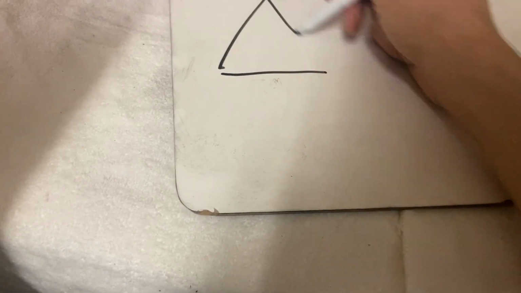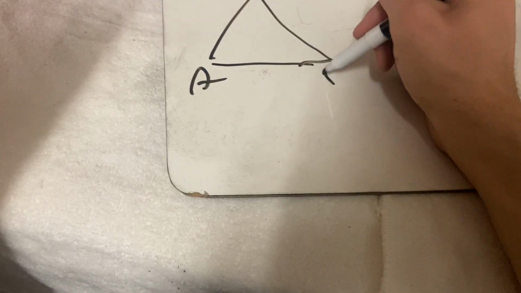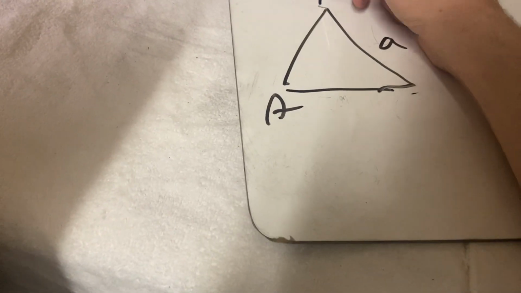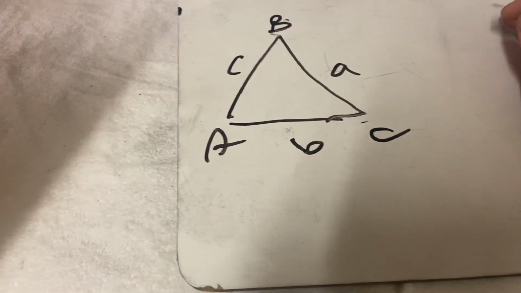Okay, let me erase this so I can redraw my triangle. I'm going to make it smaller though, because I need to have room to write. Okay, A, B, C. I'm sorry, my bad, this is a mistake. A, B, C.